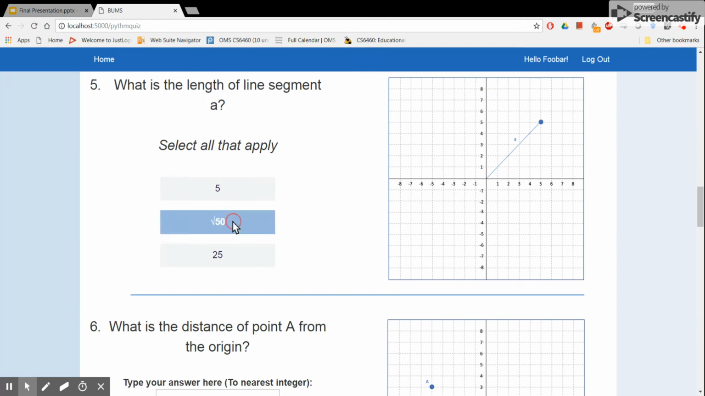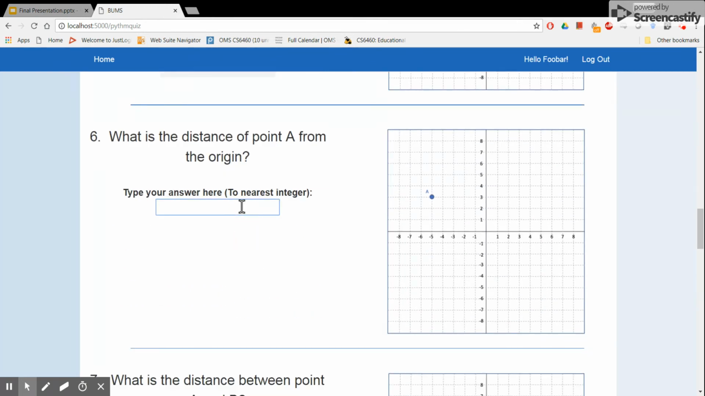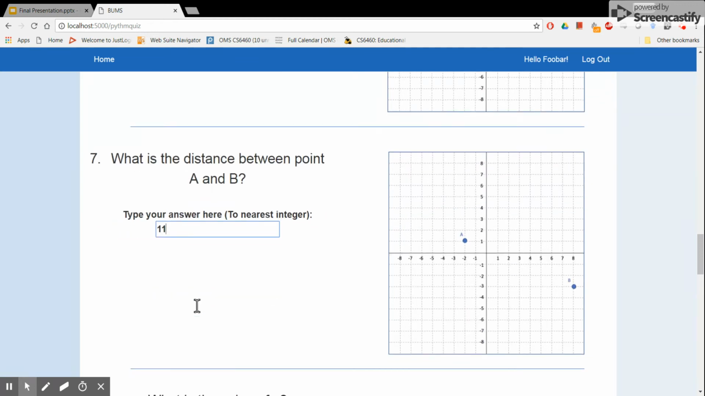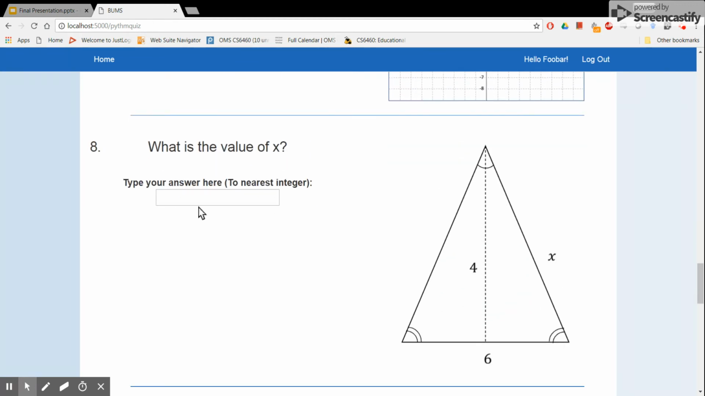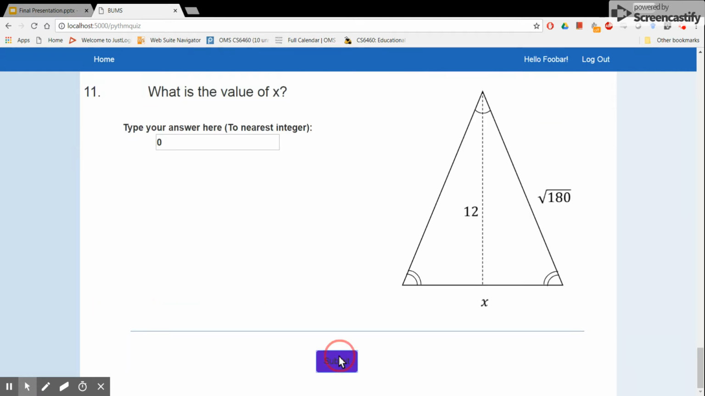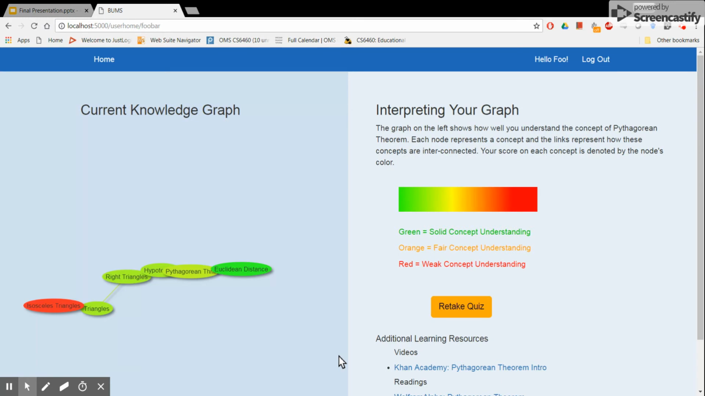This is also Euclidean distance. So is this. So is this. And these are related to isosceles triangles, which I will still get wrong. So, as you can see, I have mastered Euclidean distance. I got all of those questions correct, and I sort of improved my understanding of some of the other concepts. I got closer to red, but I still don't know anything about isosceles triangles.